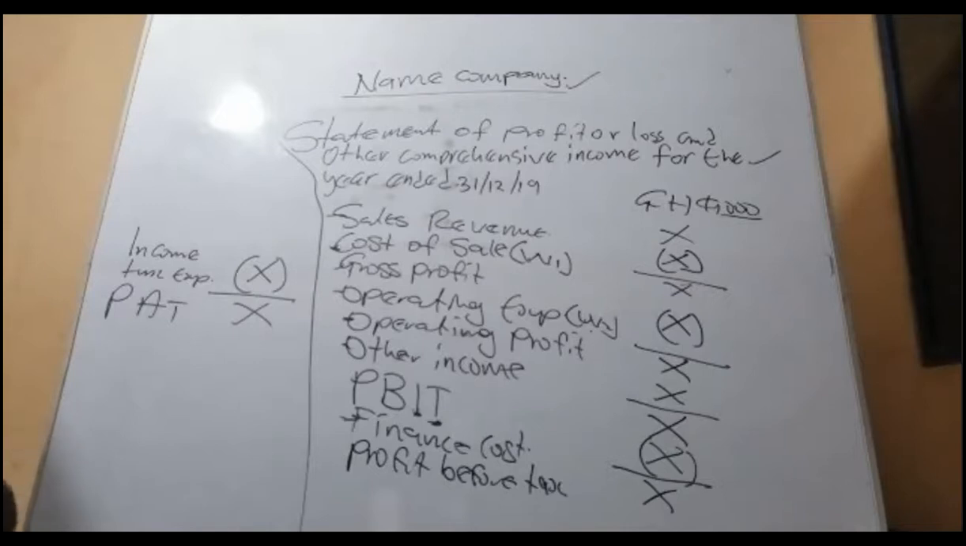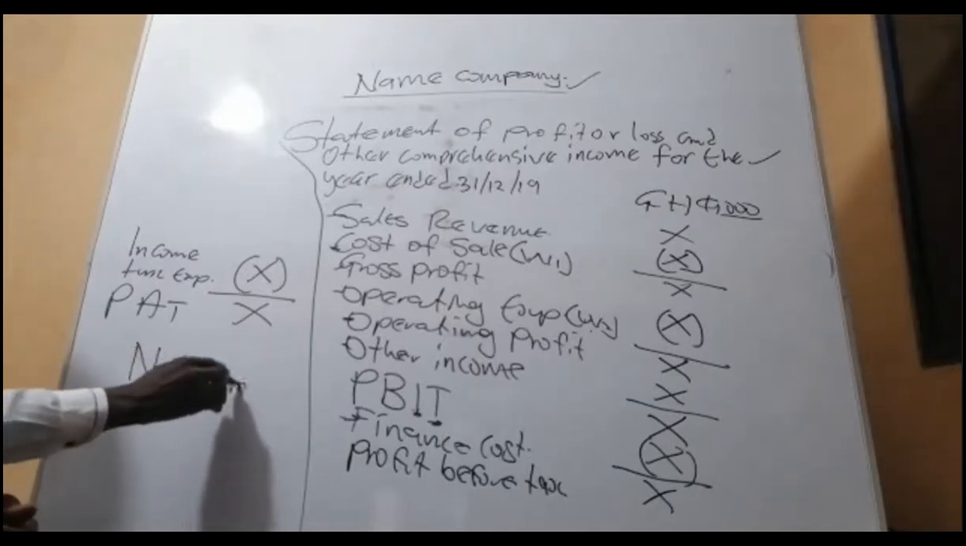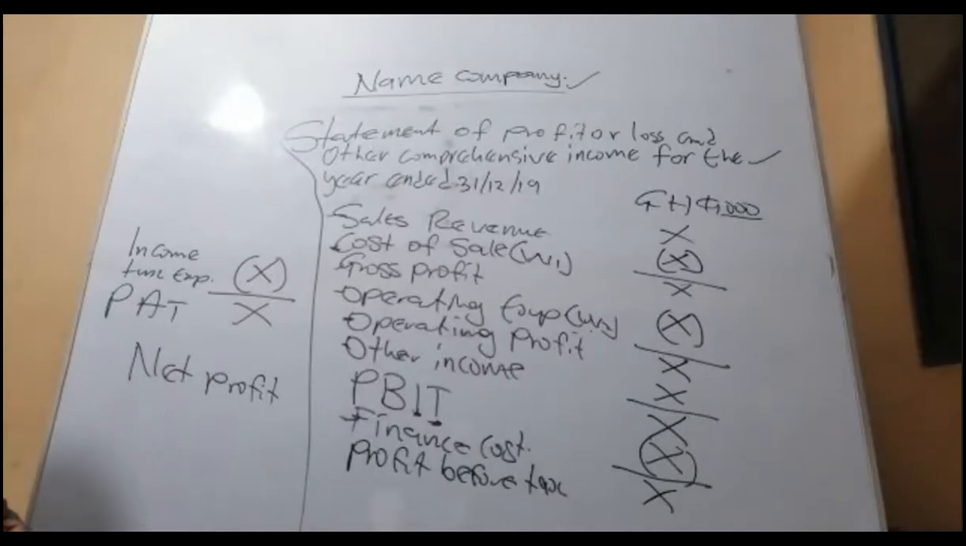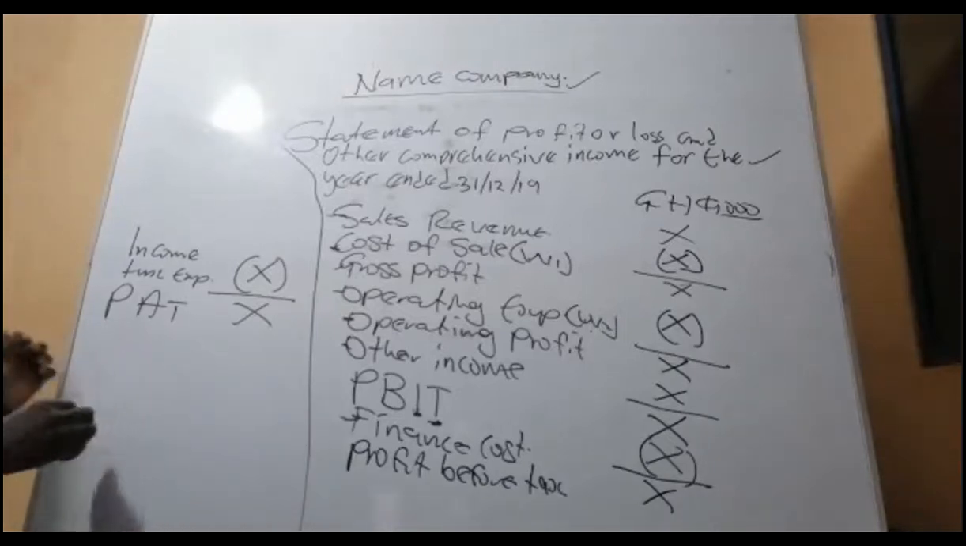At the basic level of financial accounting, we call it net profit. So that's the net profit at the basic level. But now we want to give it a nice name: profit after tax or profit for the year. That sounds a bit heavier than net profit. So how are we getting it, right?